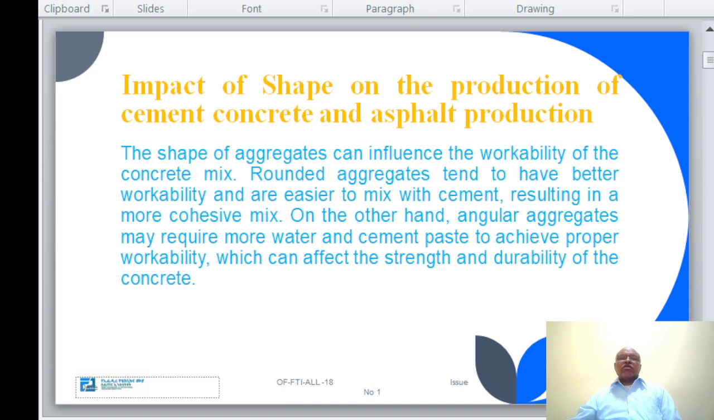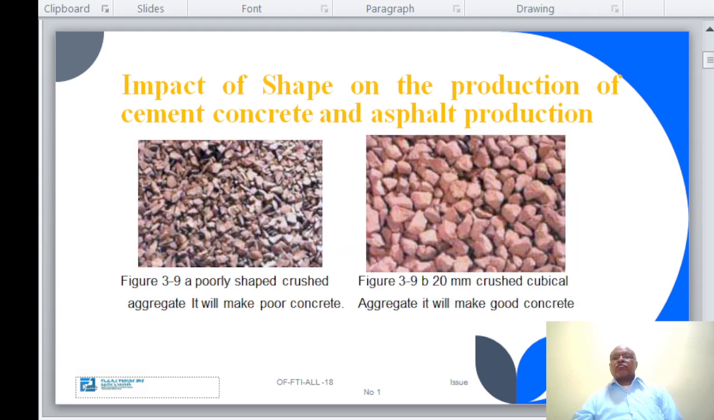Second, strength and durability. The shape of the aggregate can influence the strength and durability of concrete. Angular aggregates have a better mechanical interlock within mixture, leading to higher compressive strengths. However, round aggregate can provide better resistance to wear and tear in the long term.